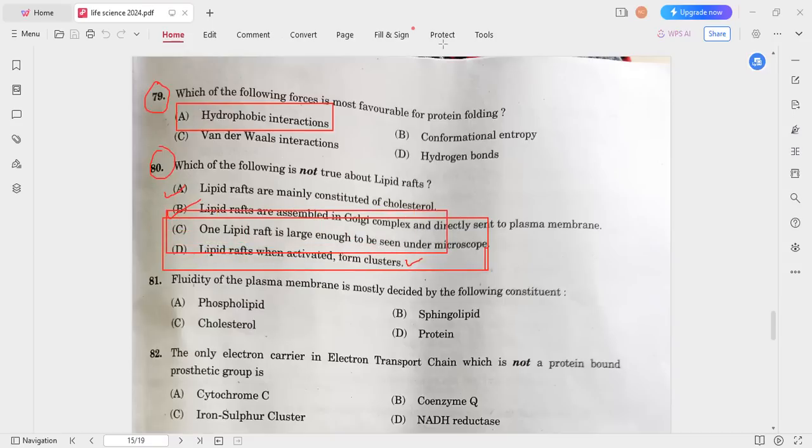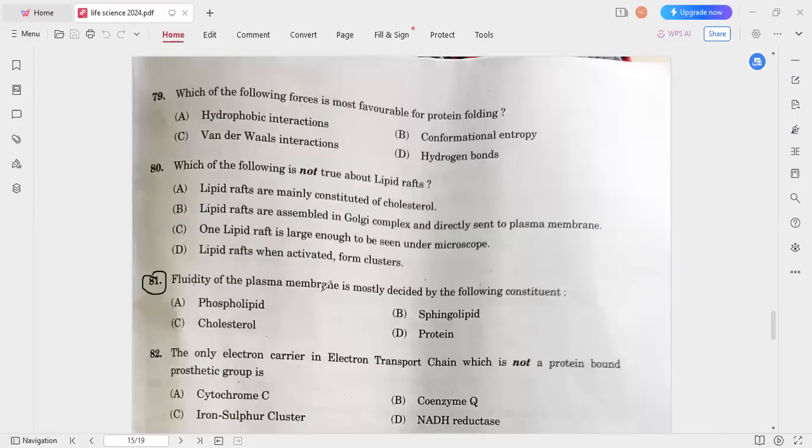Okay, so now move on to the next question, that is question number 81. Fluidity of the plasma membrane is mostly decided by the following constraint. Option A, phospholipid. Option B, sphingolipid. Option C, cholesterol. Option D, protein. So here fluidity is decided by the cholesterol, because cholesterol prevents membranes from freezing, which will maintain the membrane fluidity. That's why option C is the correct answer for question number 81.